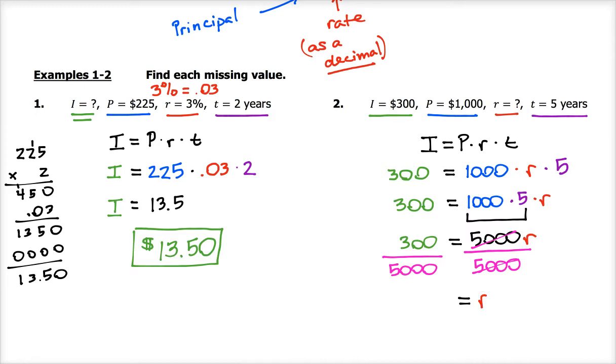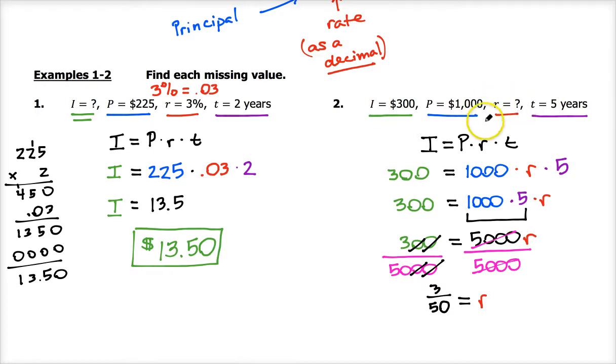And let's use our mental math here. We know that 300 and 5,000 are both divisible by 10. So if I divide those both by 10, that makes this 30 over 500. If I divide those by 10 again, 30 and 500, that gives me 3 over 50. So I get 3 over 50 for R.